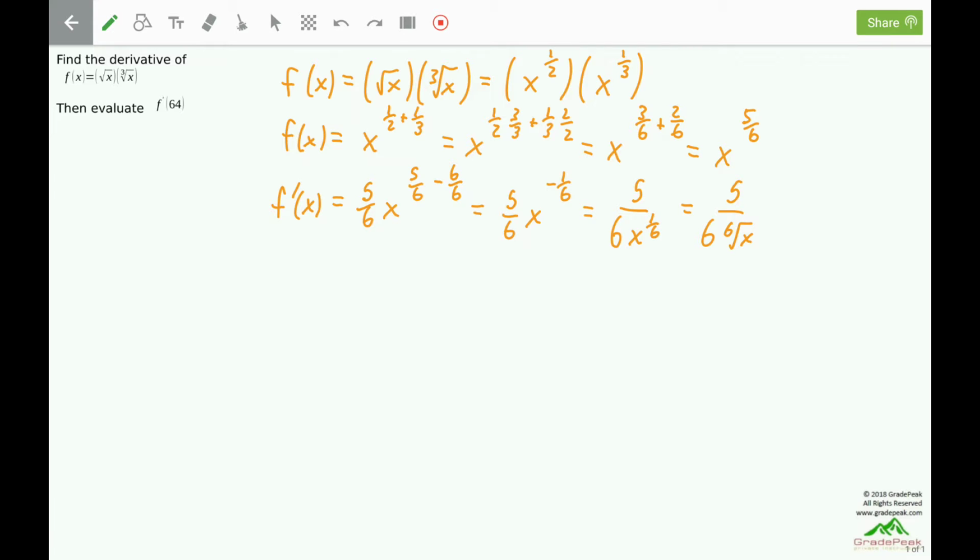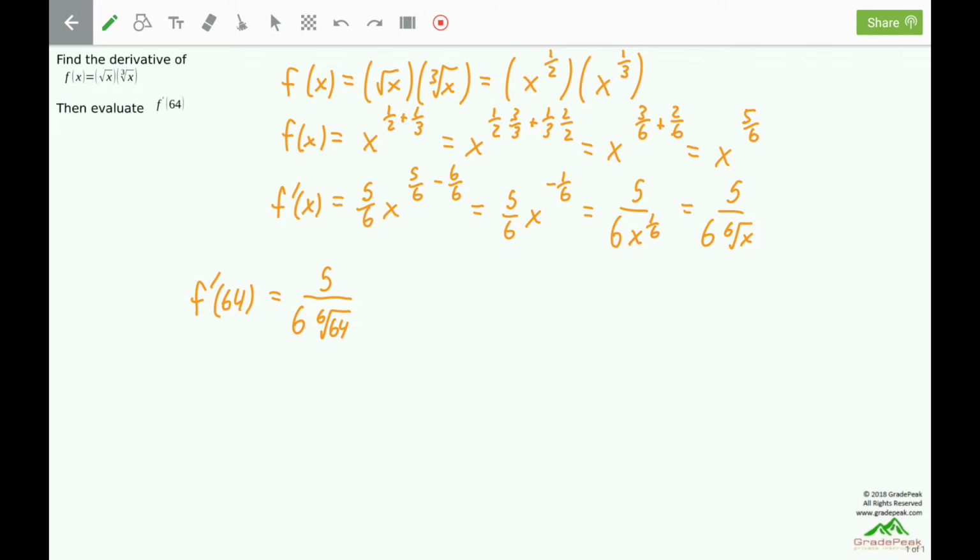The next thing to do is to evaluate f prime of 64, which means to plug 64 into all of the x's. And that's 5 over 6 times the 6th root of 64.